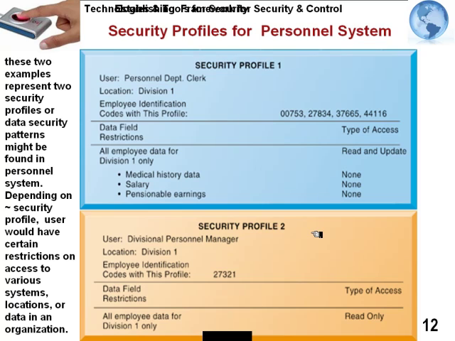And what have we got here? Medical history, salary, pension, and then it looks at security profile 2.